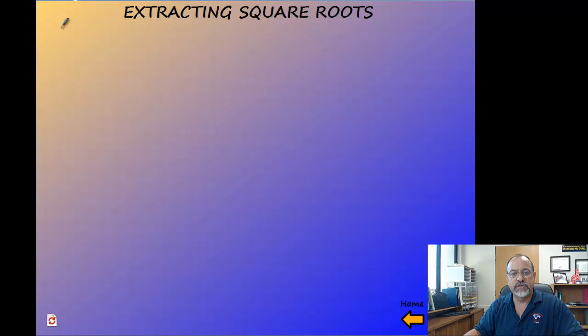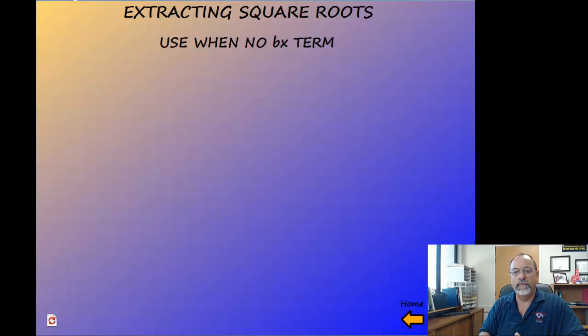In this video, we're going to look at extracting the square roots. And there are 2 types of problems that, when you see them, you'll want to think to do this. Okay, we covered a lesson on factoring where the leading coefficient was not a 1. That was a previous video. There are 2 cases you want to look for here. The first one is where there is no bx term.